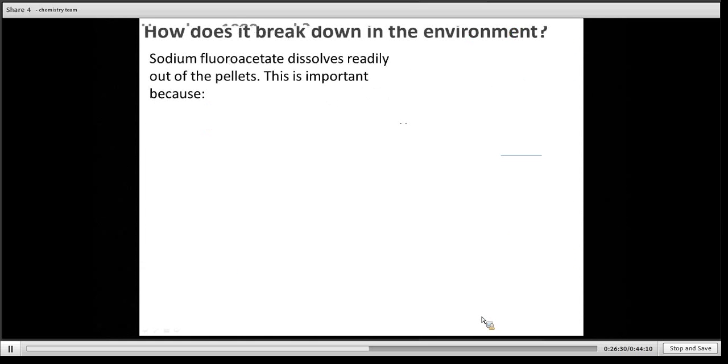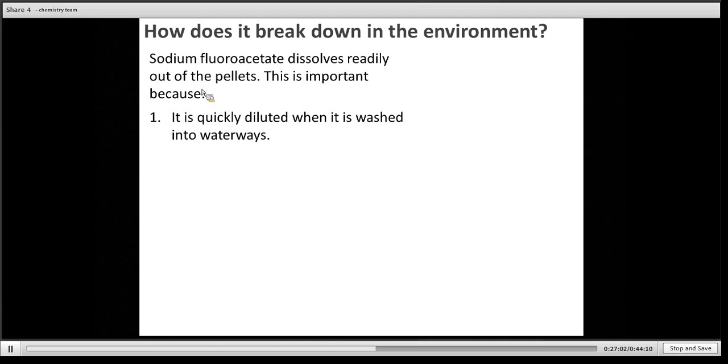Right, so we've looked at how it is made and how it works in the body and how it kills. Now let's see what happens in the environment, because not all fluoroacetate gets eaten by animals, and what happens to the rest of it. Now, as I said, it's really important the fact that it's soluble. Because it's soluble, it can get absorbed easily into our blood and get moved around. It's also soluble to get rid of it in the environment.